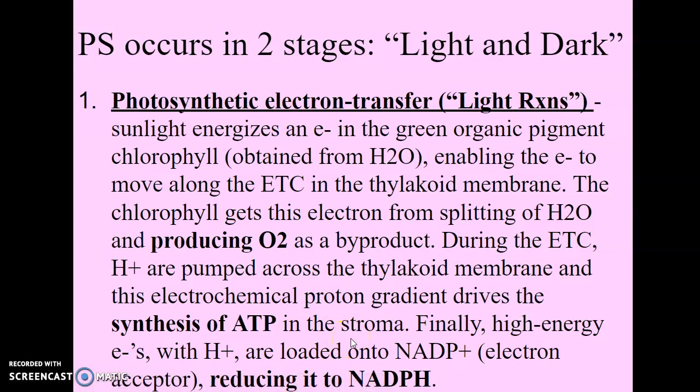So in other words, this is very similar to the electron transport chain in the inner mitochondrial membrane, and it's also very similar to chemiosmosis in the mitochondrion. So finally, high energy electrons with the hydrogen protons are loaded onto NADP+, which is our final electron acceptor, just like the final electron acceptor in the mitochondrion is oxygen. In the chloroplast, it is NADP+. Okay, so then we reduce NADP+ into NADPH.